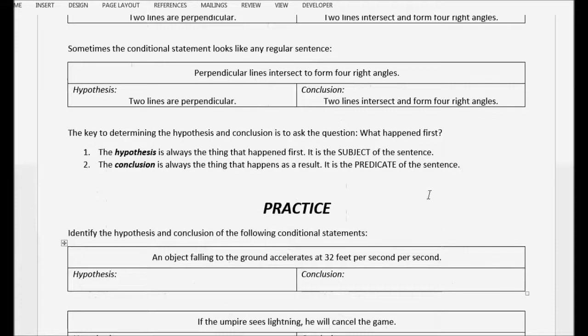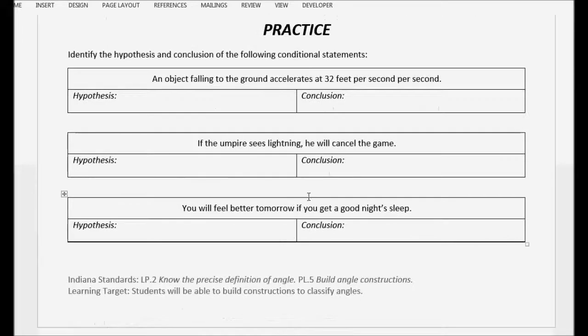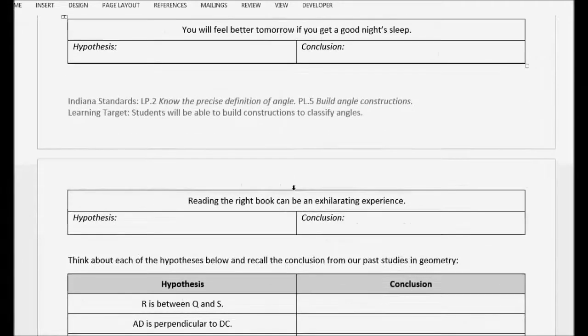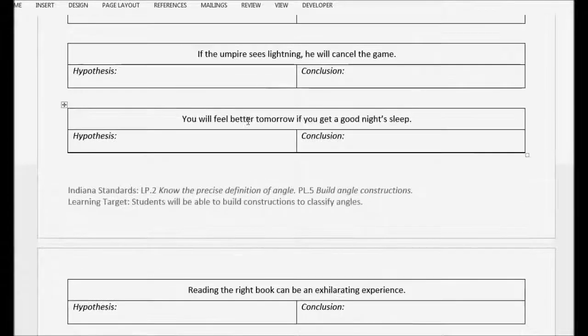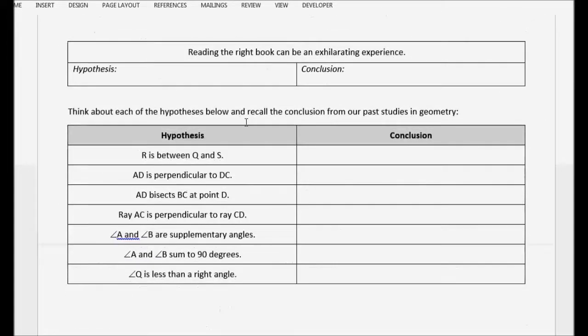Alright, your assignment then is to go ahead and attempt the practice problems. Here, you're just identifying hypothesis and conclusion. Down here, you're thinking back on some of the things we've already learned in geometry and coming up with the conclusion that results from each of these statements.